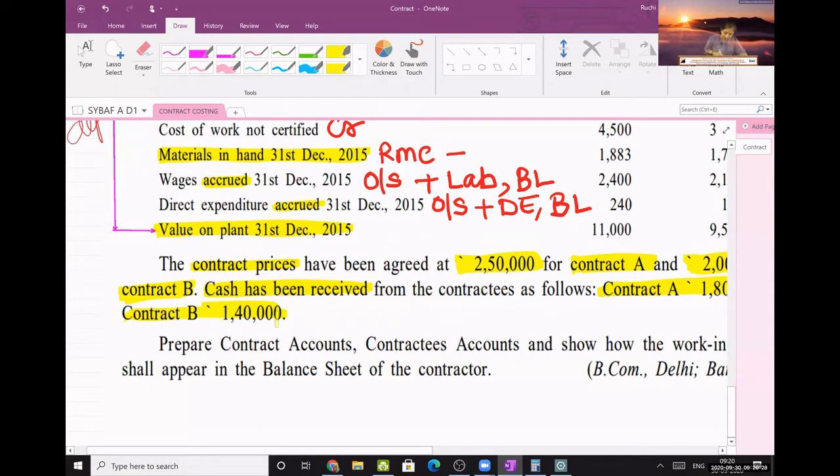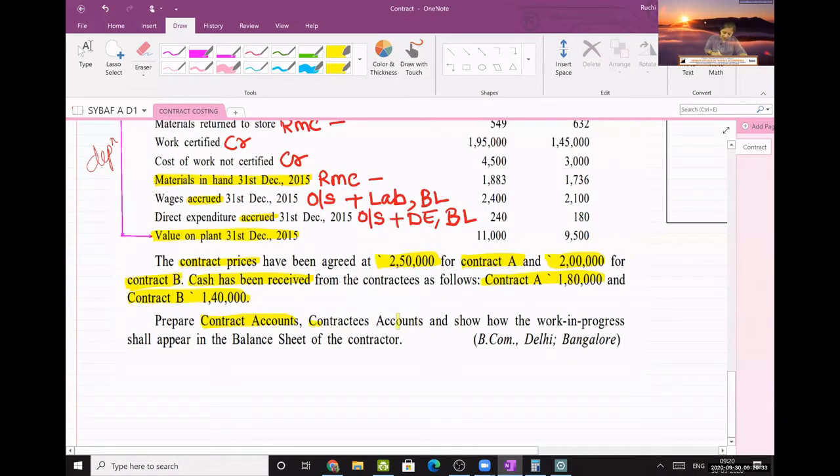Prepare a contract account. Okay, that we will prepare. Contract B account. This also I will prepare. And show how WIP shall appear in the balance sheet of the contractor. Matlab, they want you to make a balance sheet also. Okay? WIP shall appear. Okay, so this is called as, please write down, students, this is called as balance sheet extract.